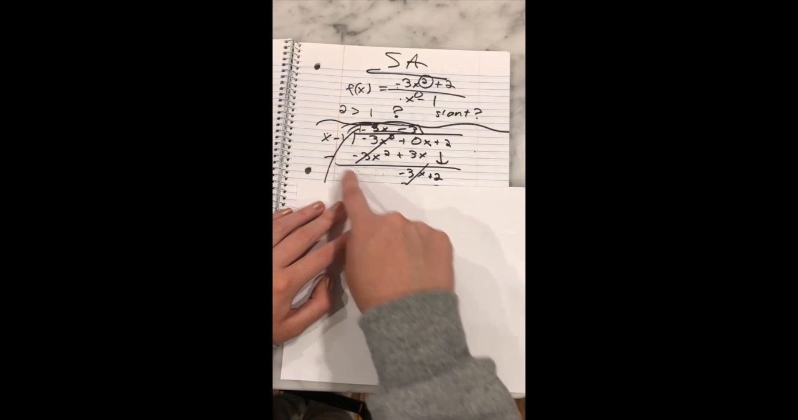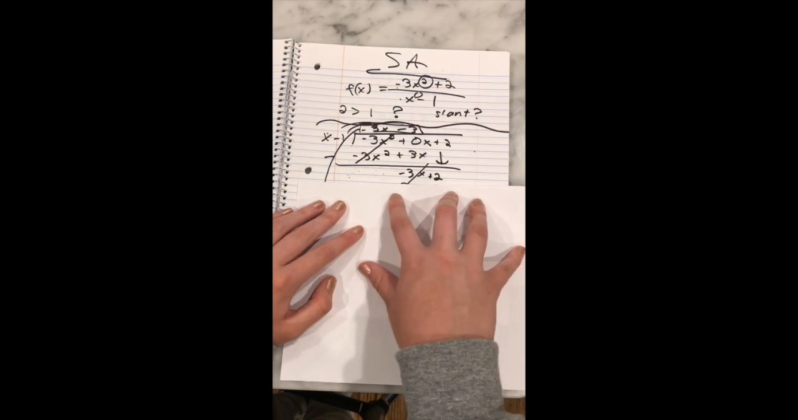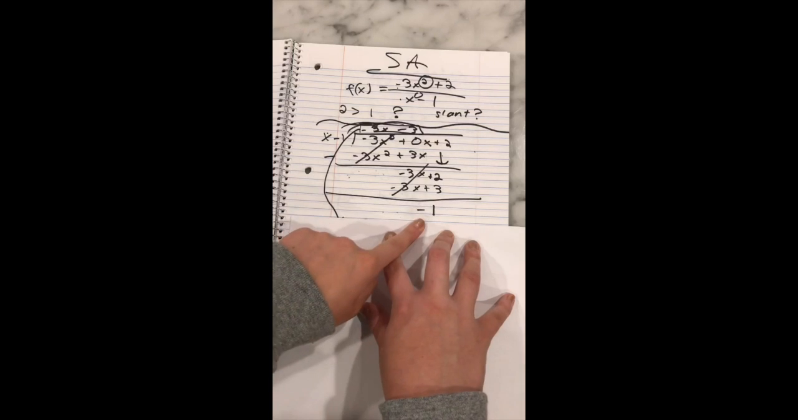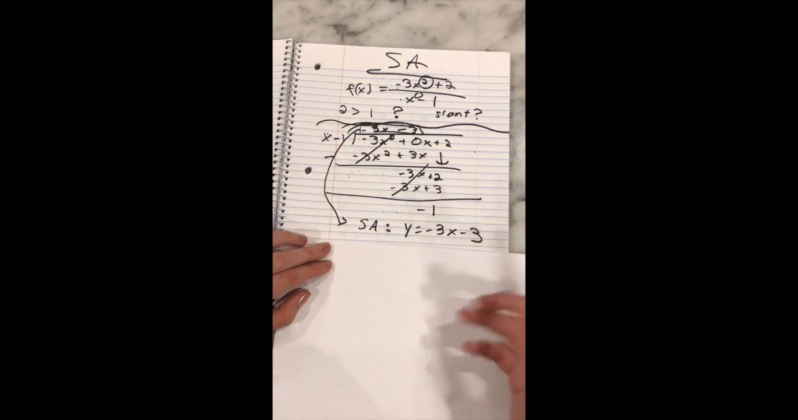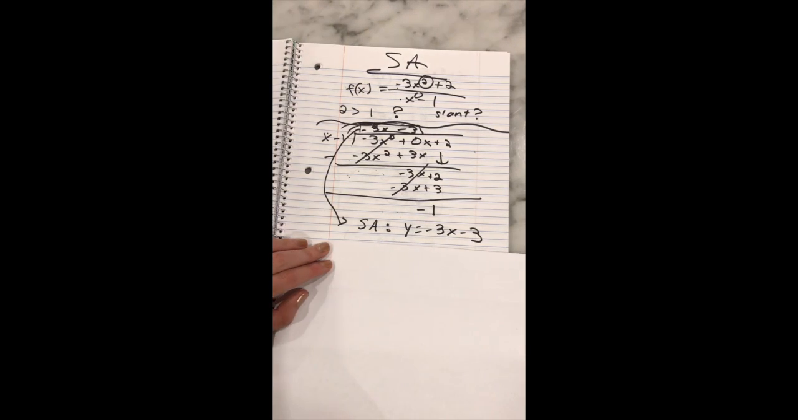How many times does x go into negative 3x? Negative 3 times. Place that up top. Distribute. Negative 3x plus 3. Subtract it. We're left with a remainder of negative 1. That's not important. What's important is what we found here, because that is our slant asymptote. Slant asymptote is at y equals negative 3x minus 3.